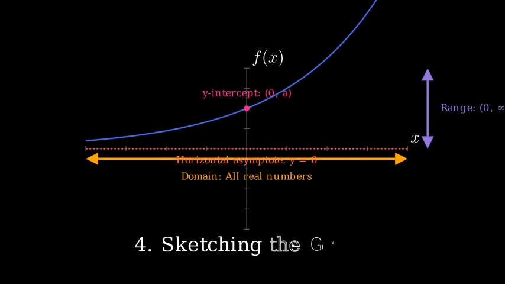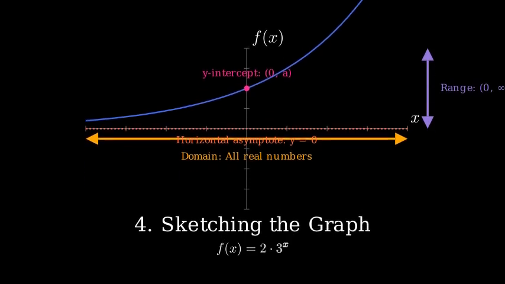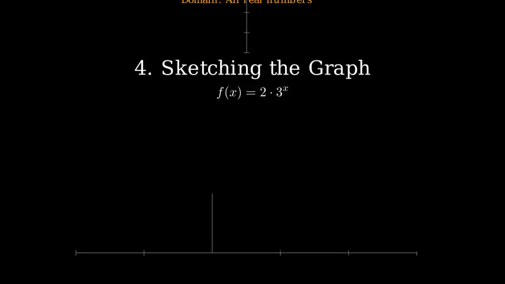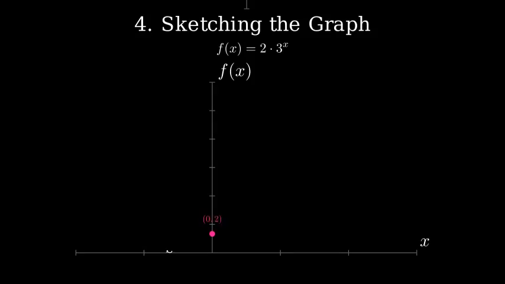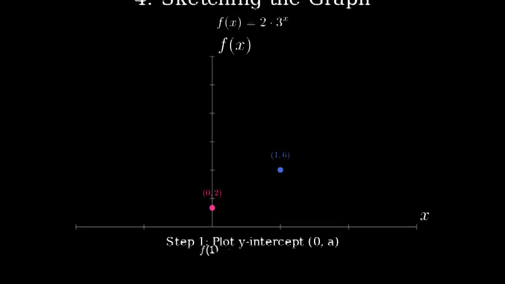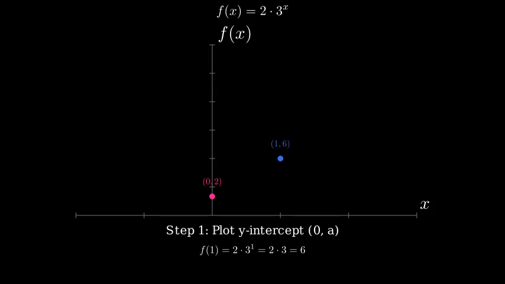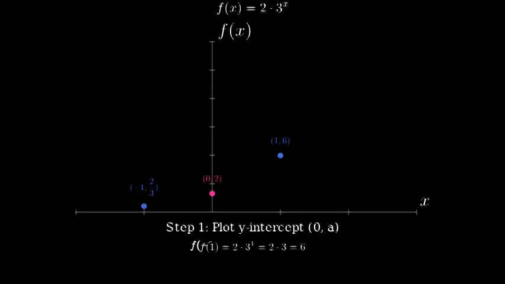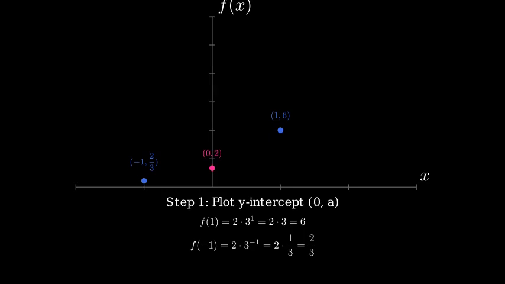Let's learn how to sketch an exponential function. We'll sketch the function f of x equals 2 times 3 to the power of x. Step 1. Plot the point at x equals 0. Since the y-intercept is a, which is 2 in our case, we plot the point (0, 2). Step 2. Calculate some additional points. For example, when x equals 1, f of 1 equals 2 times 3 to the power of 1, which is 6. When x equals negative 1, f of negative 1 equals 2 times 3 to the power of negative 1, which is 2 times 1/3, giving us 2/3.